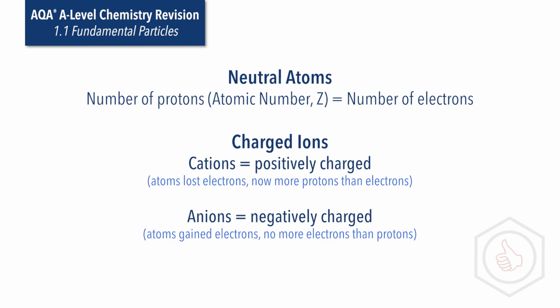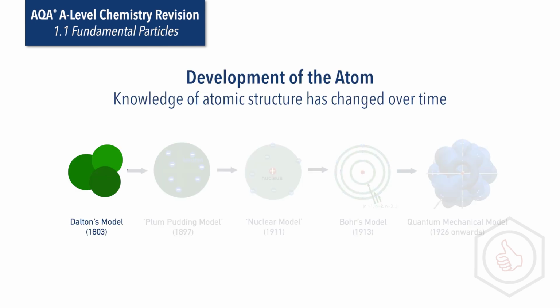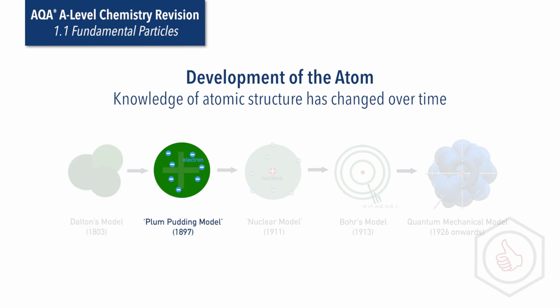Our knowledge of the particles that exist in an atom has changed and evolved over time. For example, Dalton's model in 1803 proposed that atoms are indivisible solid spheres. There was no mention or comprehension of subatomic particles. Thomson's plum pudding model in 1897 followed the discovery of electrons, and this model proposed that atoms were positively charged spheres with negatively charged electrons embedded within.